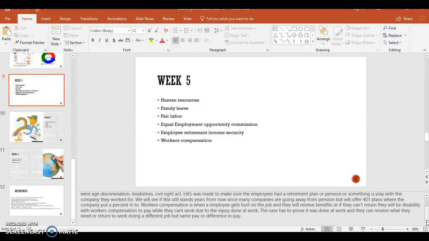Workers' compensation is when an employee gets hurt on the job and they will receive benefits, or if they can't return, they will get disability through workers' compensation to pay while they can't work due to the injury done at work. The case has to prove it was done at work, and they can receive what they need to return to work or do a different job with the same pay or a difference in pay.